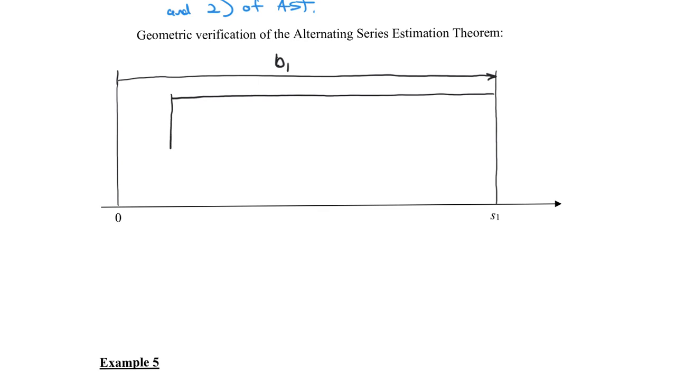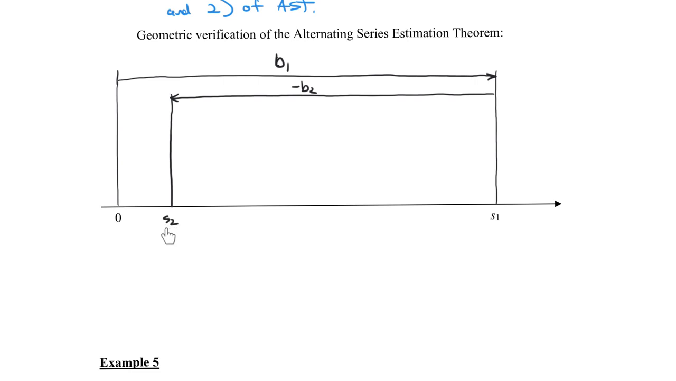Okay, and right here, I've got minus b sub 2, and this brings me to s sub 2. So this is the sum of the first two terms, right? Because b sub 2 was negative, so it brought us back. Now, since it's alternating, b sub 3 is going to be a positive number.